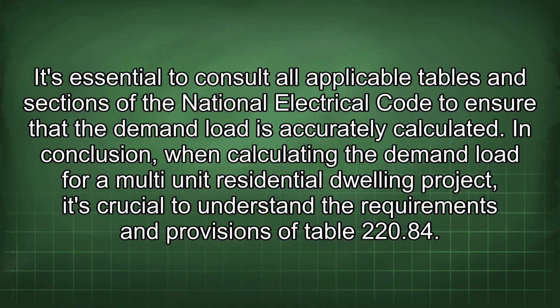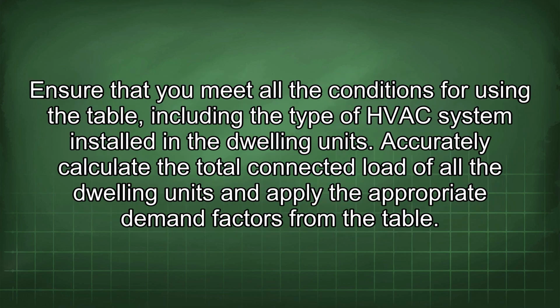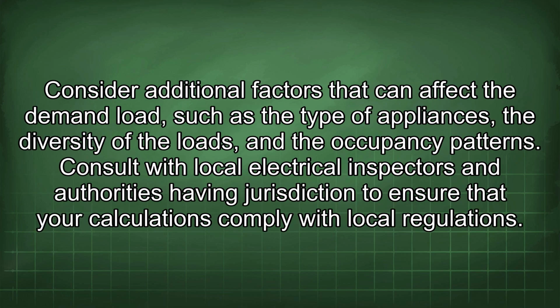In conclusion, when calculating the demand load for a multi-unit residential dwelling project, it's crucial to understand the requirements and provisions of table 220.84. Ensure that you meet all the conditions for using the table, including the type of HVAC system installed in the dwelling units. Accurately calculate the total connected load of all the dwelling units and apply the appropriate demand factors from the table. Consider additional factors that can affect the demand load, such as the type of appliances, the diversity of the loads, and the occupancy patterns.